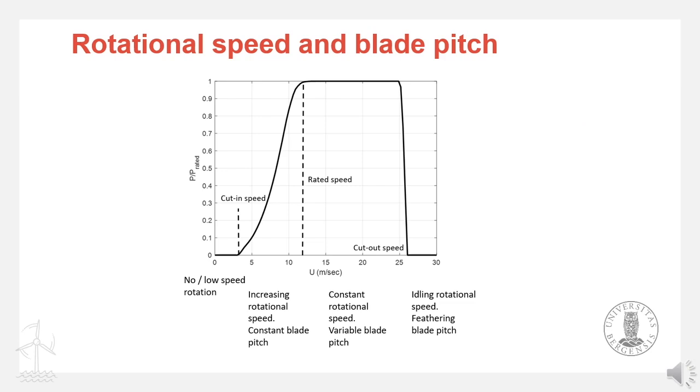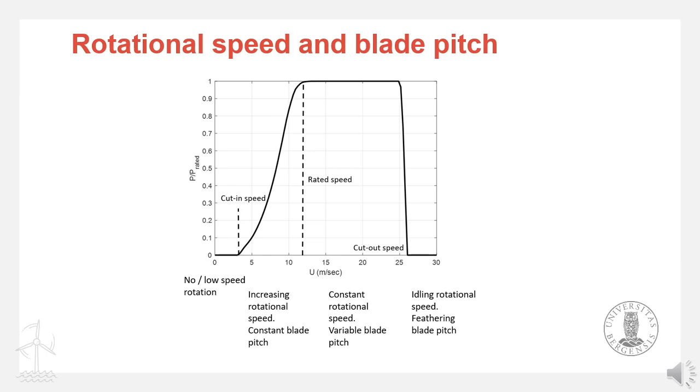In this figure, I have illustrated how most wind turbines operate at various wind speeds. At very low wind speeds, below cut-in, the rotor is standing still or has a slow idling rotation. No power is produced. As the wind speed is increasing above cut-in wind speed, the rotational speed is increasing with the wind speed. Ideally, the rotational speed should increase proportionally to the wind speed, keeping the tip speed ratio constant. In this range, the blade pitch is kept constant. The aim is to extract as much power as possible.